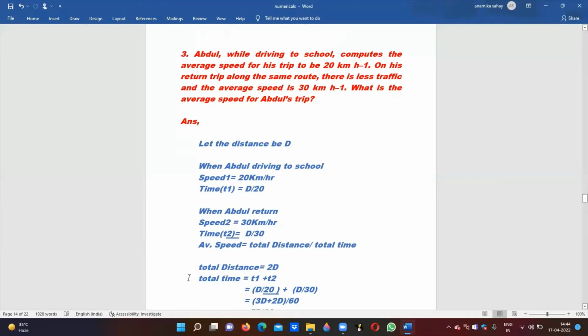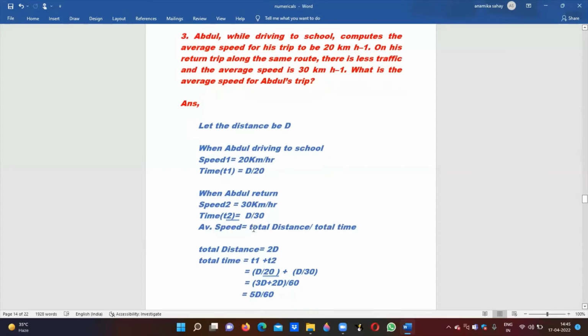Take the distance as D. While Abdul was driving to his school, the distance between his home and school will be D in both cases. So the distance will be D. Now, when Abdul is driving to school, speed is 20 km per hour, right? And time is distance by speed, that is D by 20. Next, in another case, speed 2 is 30 km per hour, in the returning case, and time is D by 30. Okay, we have to calculate the average speed.